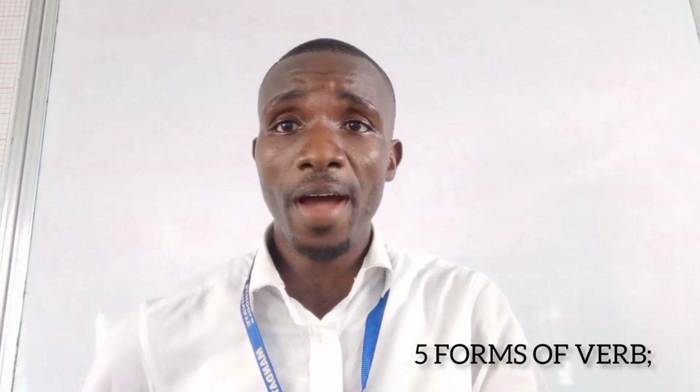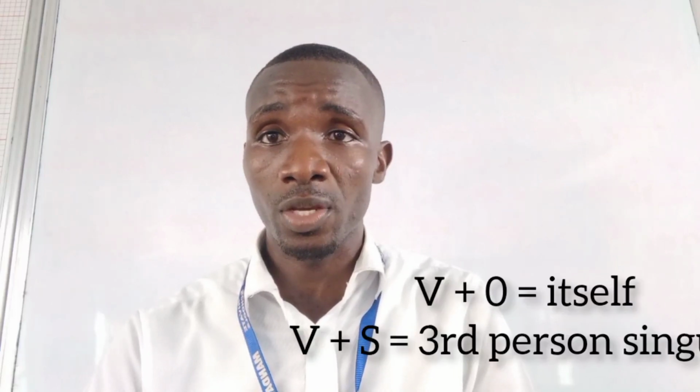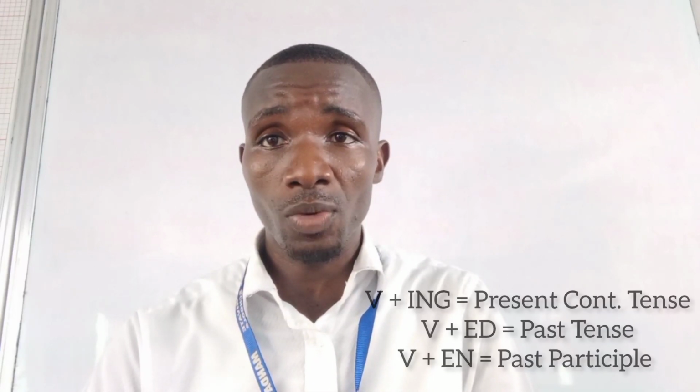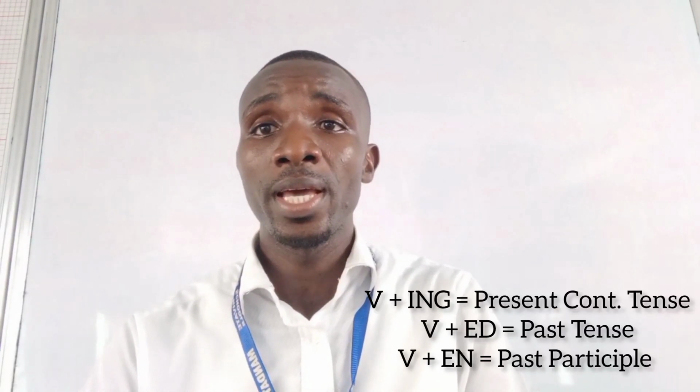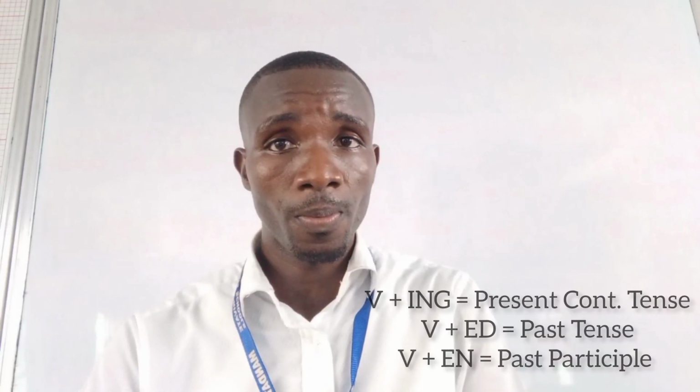From there, we went further to talk about the forms of verb, which is very nice. We're able to identify that verb has 5 forms, who can remind us? V plus 0, which is itself, V plus S, which is third person singular, V plus ing, which is present continuous tense, V plus ed, which is past tense, and V plus en, which is past participle.